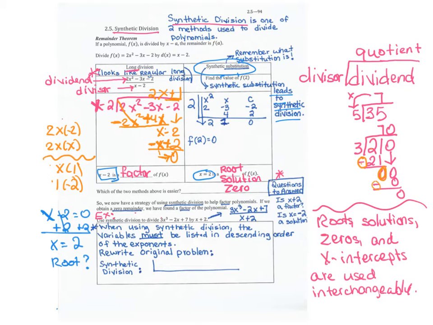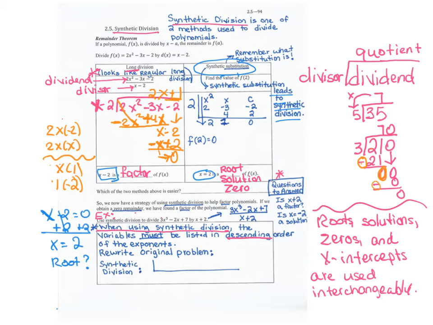And then if I take my x plus 2 and I set it equal to 0 and I get x equals negative 2, is that a solution to that polynomial equation? So here's a very special thing that we need to remember. When using synthetic division, the variable must be listed in descending order of the exponents. Descending means it's going down.